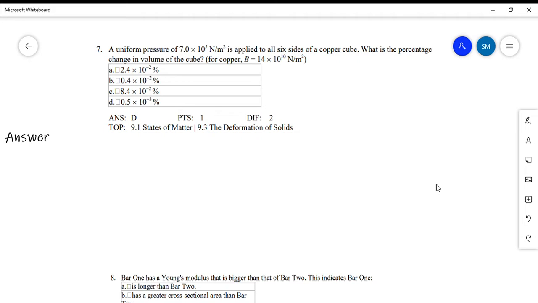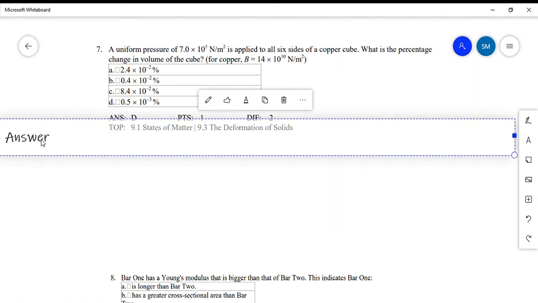The change in volume is delta V. We can calculate it from the strain. This question is very similar to the question we just calculated. He wanted to know the change in the length, so we have to calculate the strain. It's very simple: bulk modulus.